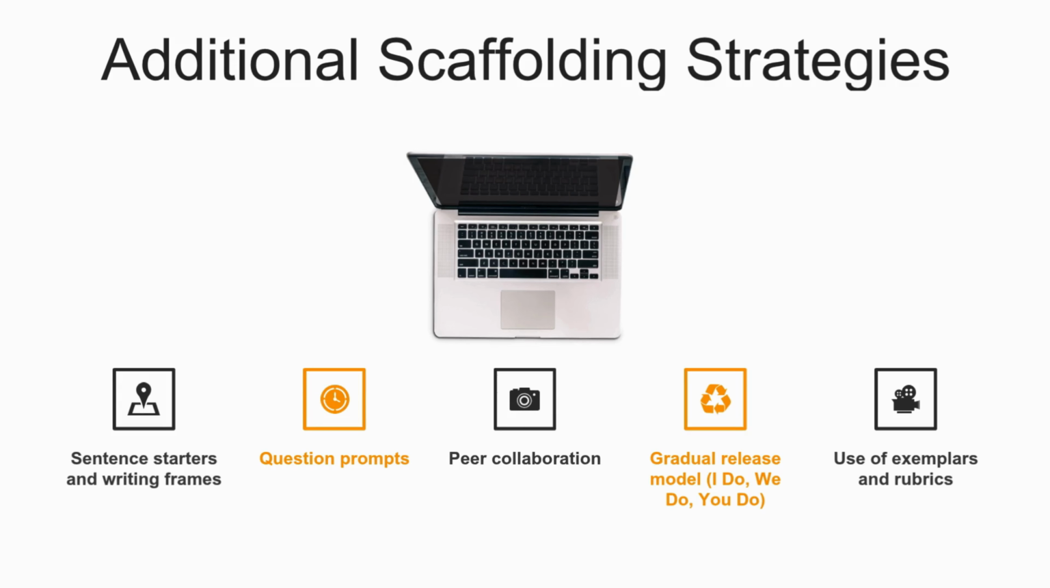All right, and then use of exemplars and rubrics. Show them the end goal, right? Show them examples of the end goal so they can get an idea of, oh, okay, this is where we're trying to go, versus we're going to do this. Well, what does it look like? You'll see when we finish. That can be frustrating.